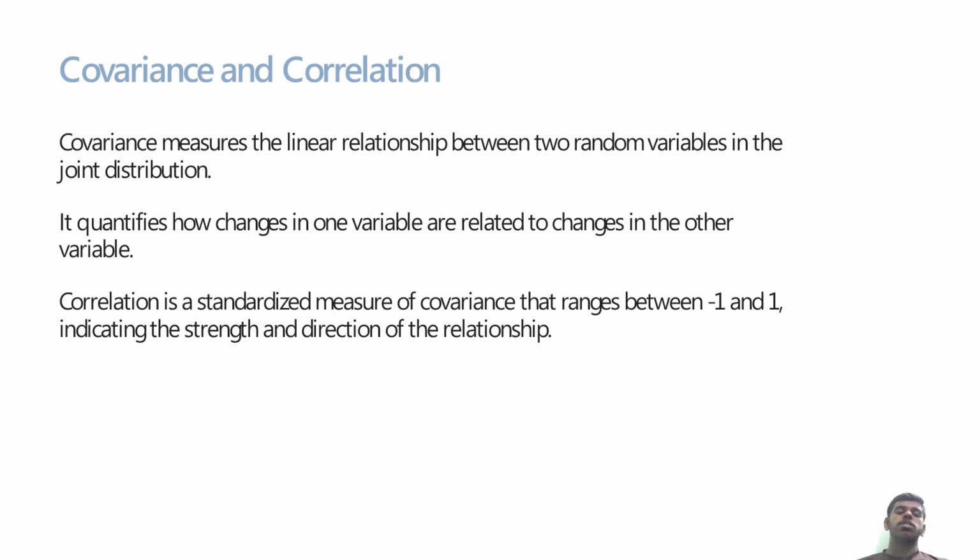Covariance and correlation. Covariance measures the linear relationship between two random variables in the joint distribution. It quantifies how changes in one variable are related to changes in the other variable. Correlation is a standardized measure of covariance that ranges between -1 and 1, indicating the strength and direction of the relationship.